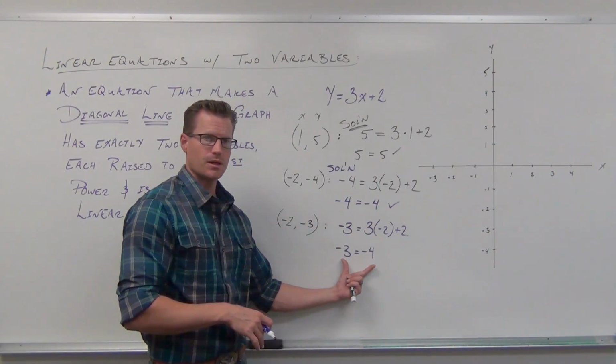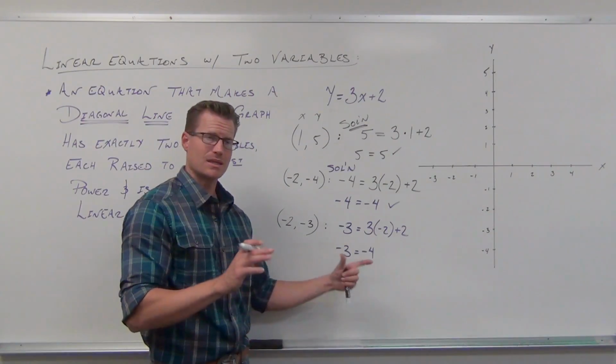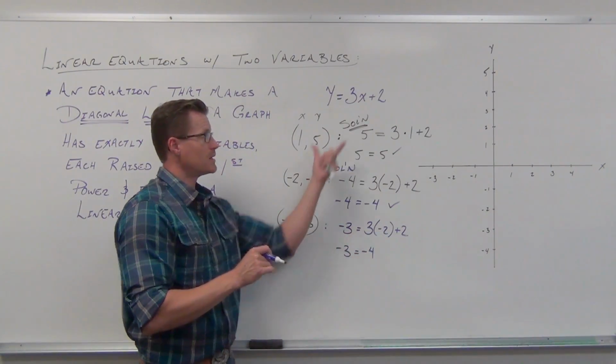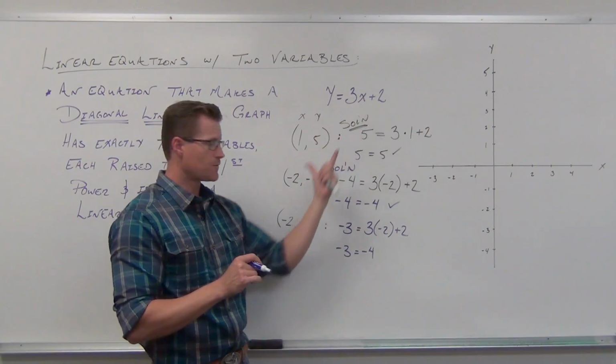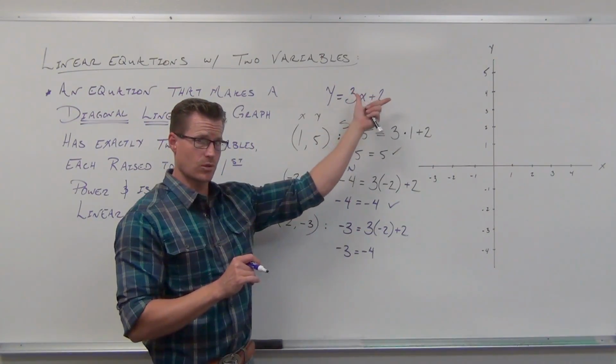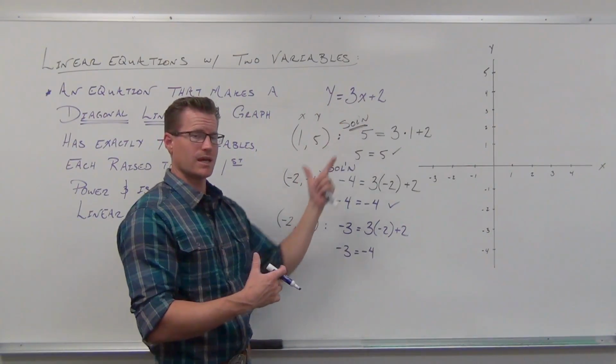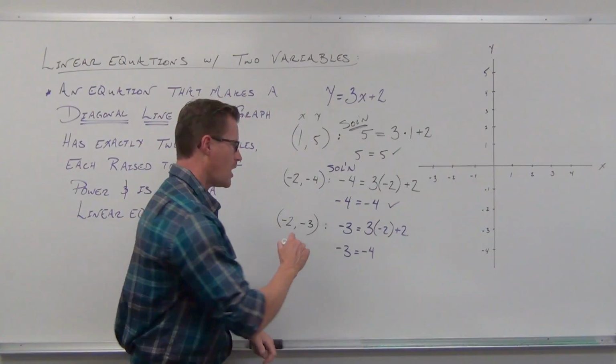That's a false statement. So basically, it's telling you exactly this. It is false that this point is on that line. That's what it's telling you. It's false that this point satisfies that equation. Since that equation is a line, it's false that this point's on the line, not a solution.